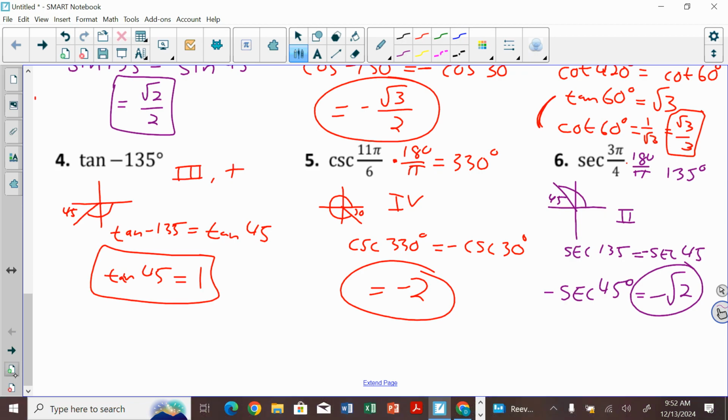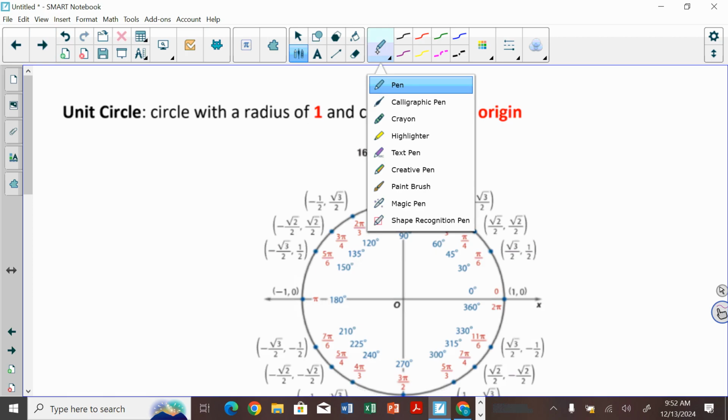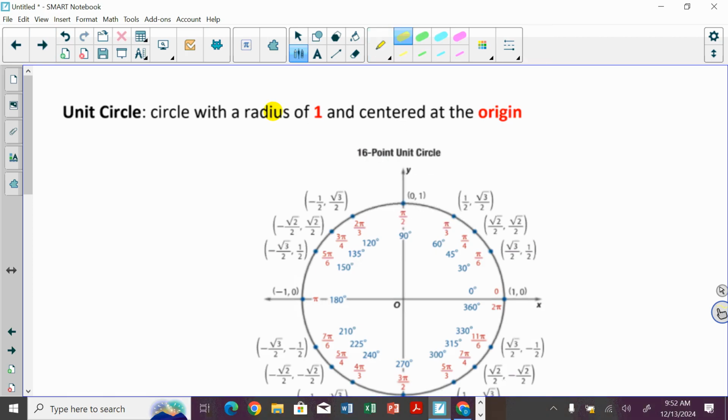Okay, so next part of this section here is the unit circle. So when we talk about the unit circle, we're always going to use a radius of 1 here, centered at the origin. So this is going to mean that basically r is always 1, and we already know that r is going to be positive. So r is always positive 1 here, because it's the radius.